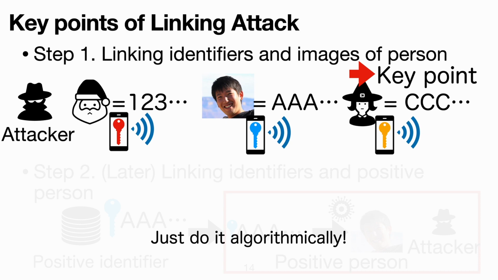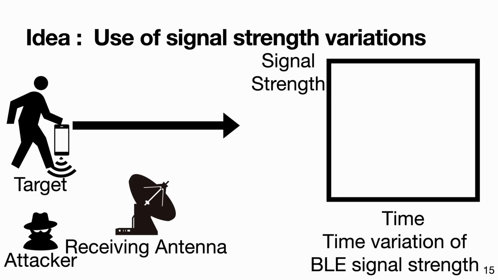The key point of this study is step 1. We use signal strength variations to link identifiers to the target. The attacker places a Bluetooth low-energy receiving antenna at a location where pedestrians walk. The attacker continues to receive identifiers transmitted by the smartphone.